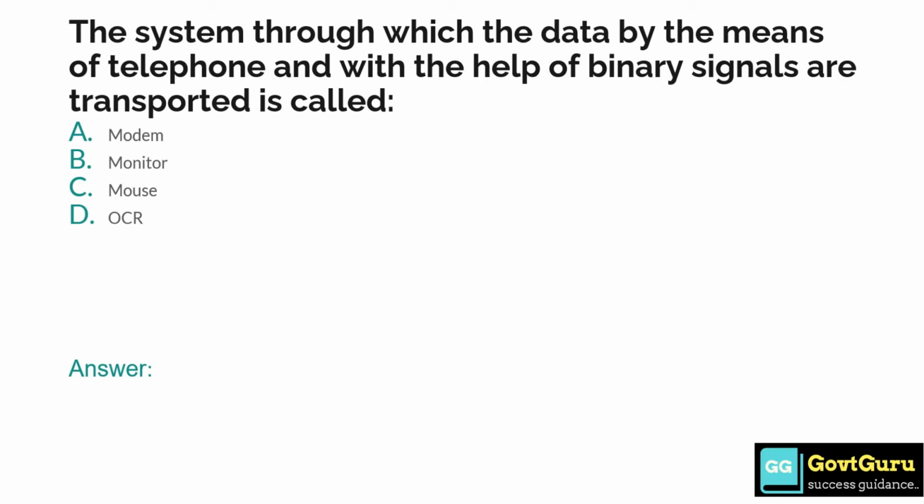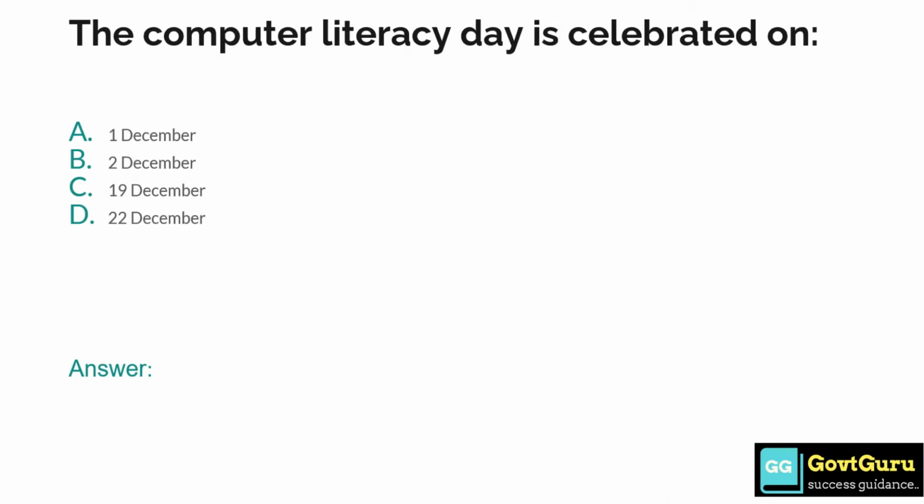The next question is the system through which the data by the means of telephone and with the help of binary signals are transported is called. Option A modem, option B monitor, option C mouse, and option D OCR. The answer is option A, that is modem. The next question is the Computer Literacy Day is celebrated on. Option A 1st of December, option B 2nd of December, option C 19th of December, and option D 22nd of December. So the answer is 2nd of December.